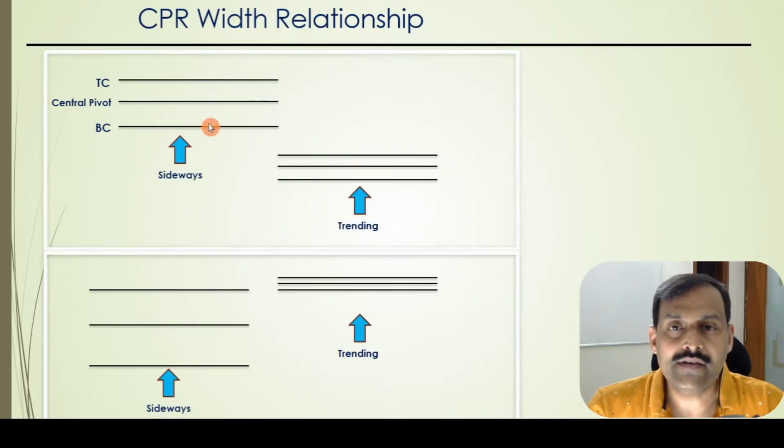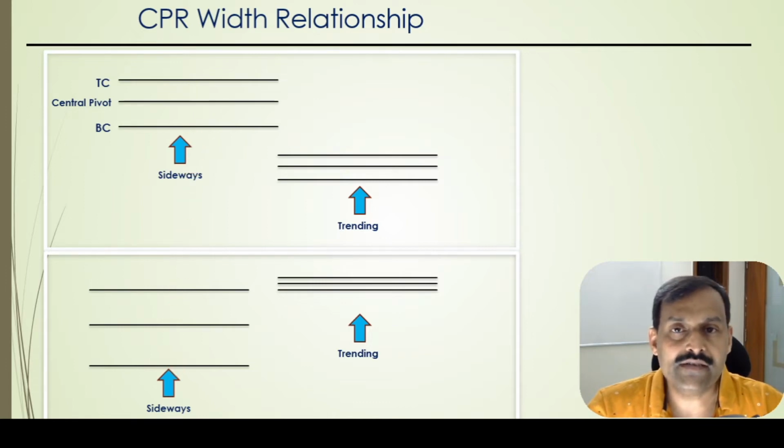Here are the diagrams that illustrate the relationship between two trading sessions with respect to CPR width. In the first diagram, you see there is a wider CPR followed by a narrow CPR. The wider CPR, we can forecast as a sideways session, and the narrow CPR, we can forecast as a trending session. Don't worry, we will look into the live charts very soon to see how the sessions have behaved. In the second diagram, also there is a wider CPR followed by a narrow CPR.